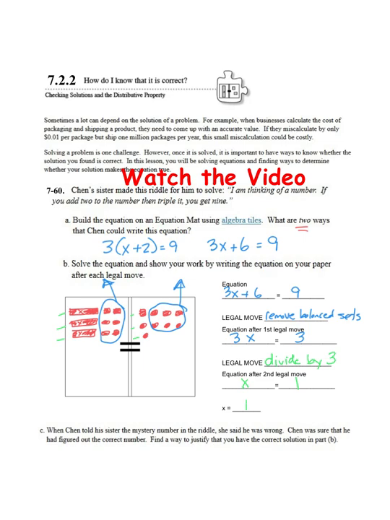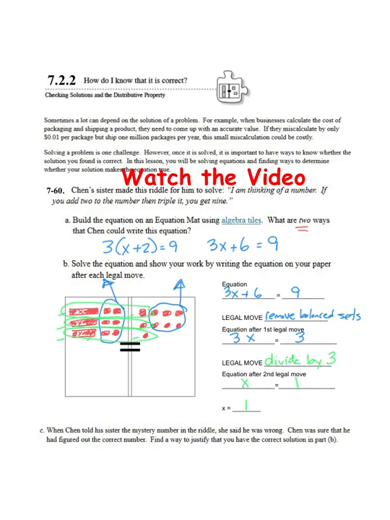Another way you could represent that is by just looking at it and realizing, well, the 3x's and the 3 are the same, so really this and this balances with this and this and this and this, they all balance each other. So x has to equal 1. Now the last step we're looking at here says that when Chen told his sister the mystery number in the riddle, she said he was wrong. Chen was sure he had figured out the correct number. So we find a way to justify we have the correct solution.